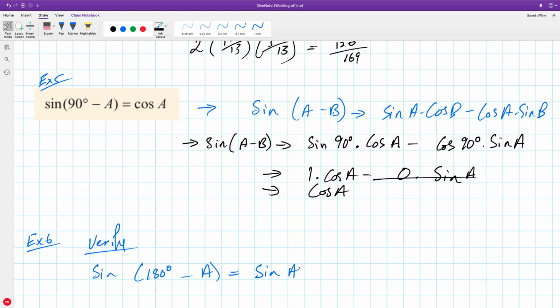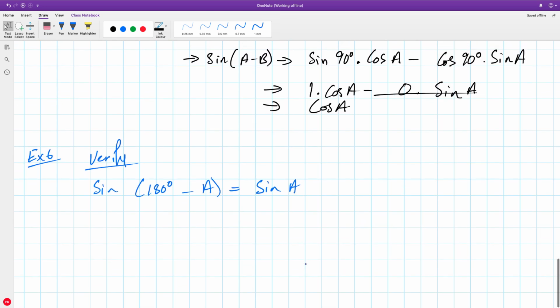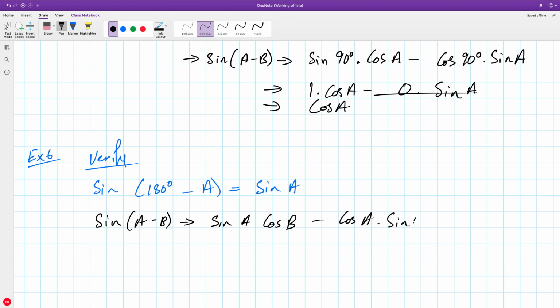Right, guys, let's have a look at it. So that is the sine of A minus B, which is sine A cos B minus cos A sine B.